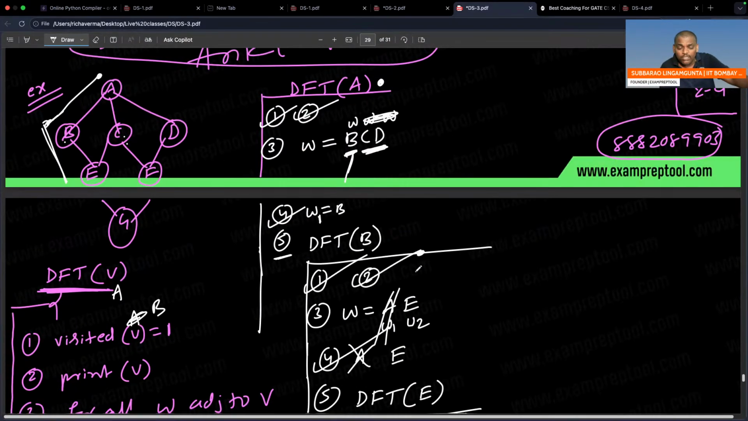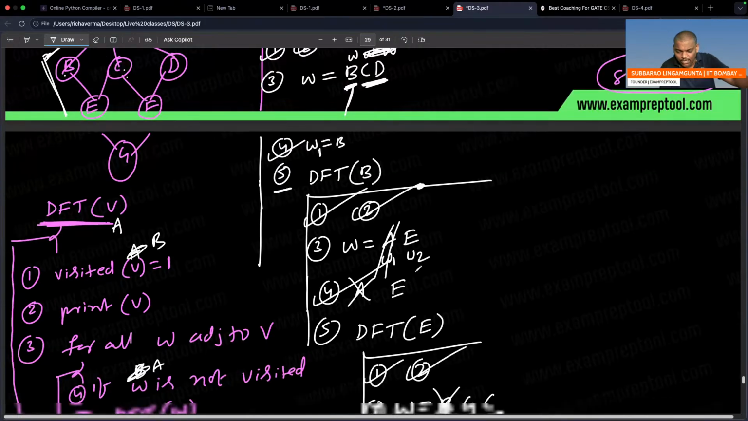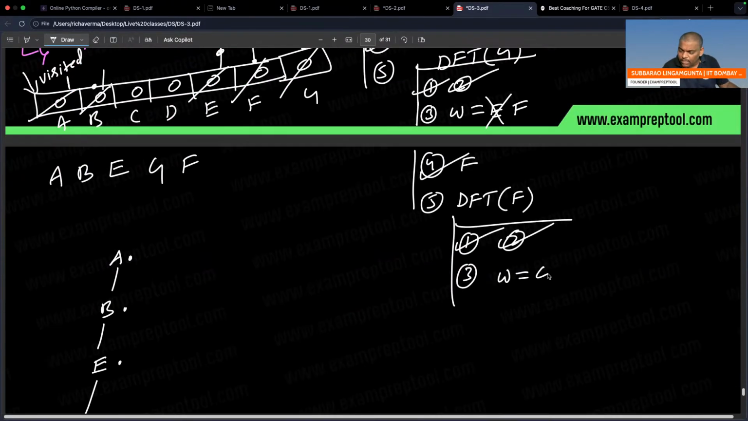Who is adjacent to F? G, C, D. These three, write in any order. G, D, C. But do you believe or not? G already widgeted, so not required. D not widgeted. So see the fourth line, D not widgeted. Okay, see the fifth line: DFT of D.